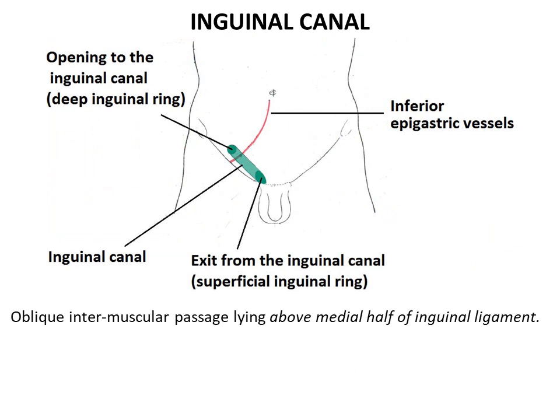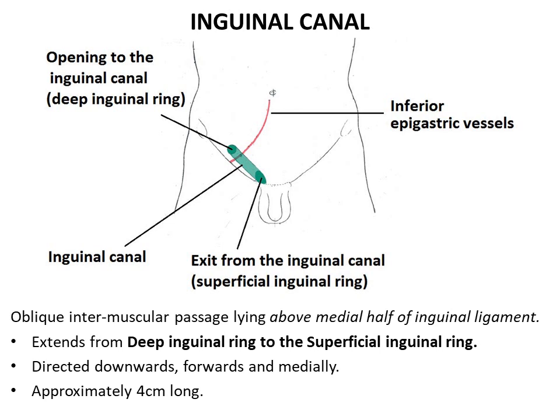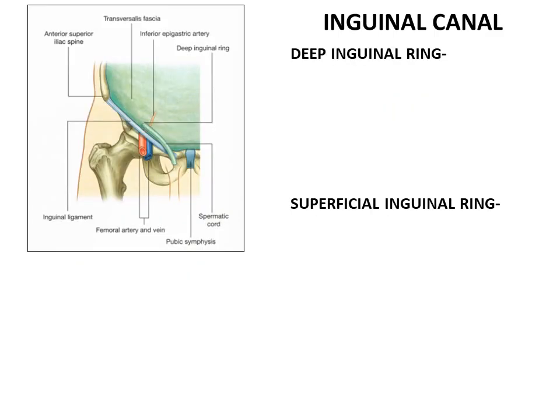The inguinal canal. It is an oblique intermuscular passage which lies just above the medial half of the inguinal ligament. It extends from the deep inguinal ring up to the superficial inguinal ring. It is directed downwards, forwards and medially and is approximately 4 centimeters or 1.5 inch long. The inguinal canal extends from the deep inguinal ring up to the superficial inguinal ring.